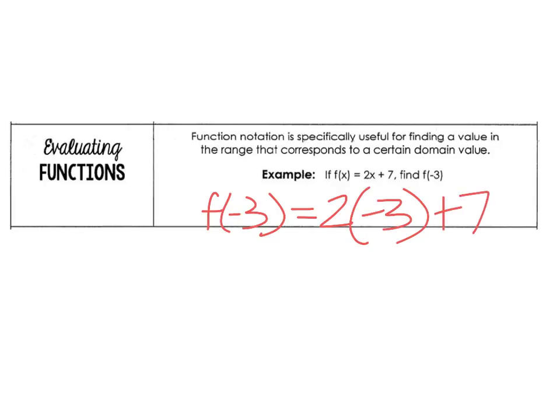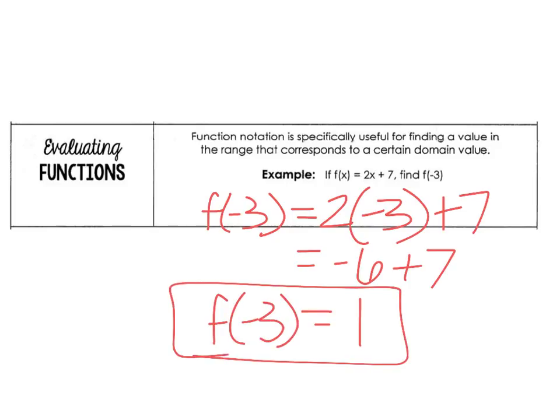Then it's just solving. So 2 times negative 3 gives us negative 6. Negative 6 plus 7 gives us 1. So f of negative 3 equals 1. We put negative 3 in our machine, plugged it into our function, and we got 1 out of it. So 1 is our output. f of negative 3 equals 1, and we just evaluated that function.